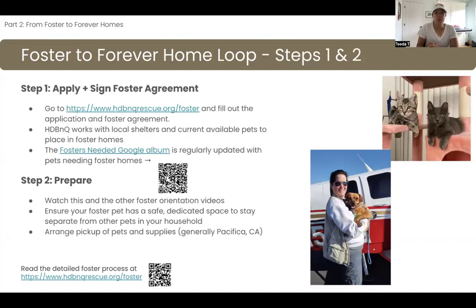All right, the first 2 steps in this fostering process are to apply and sign the foster agreement. If you're watching this video, you most likely have already applied and hopefully you've already signed that foster agreement. And the link is provided here in case you haven't taken those steps yet. Once you've applied and you let us know when you can take animals and how many and what kind of animals, that is when we're able to start working with local shelters, or we look at the pets who are currently in our care and see who's going to make sense for you to take into your foster home based on what you're looking for.